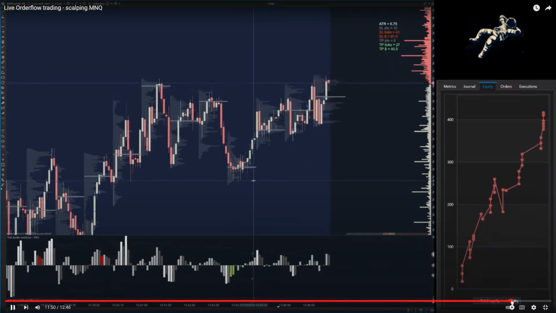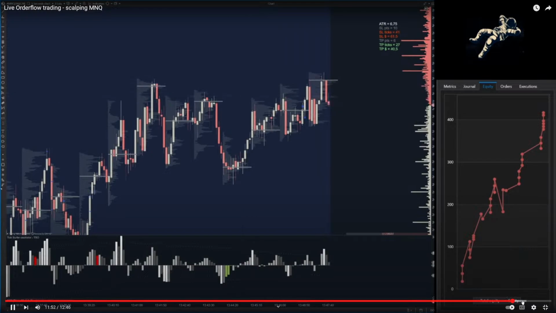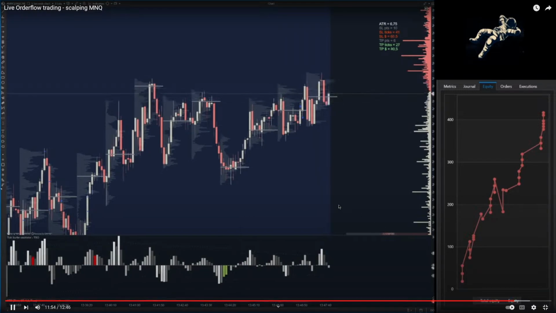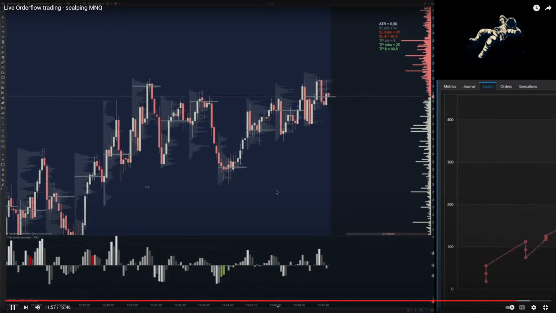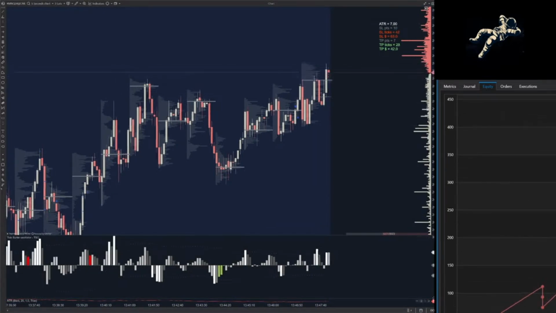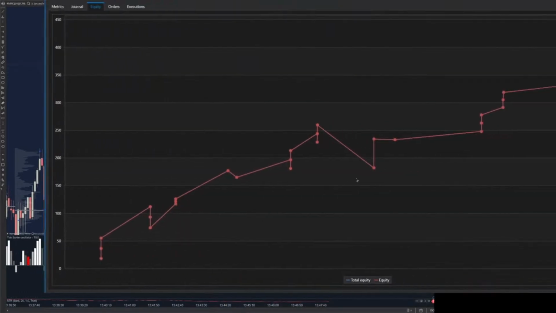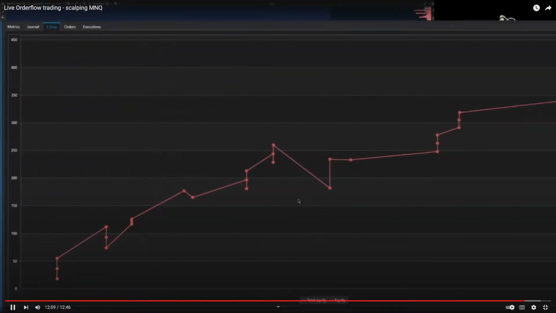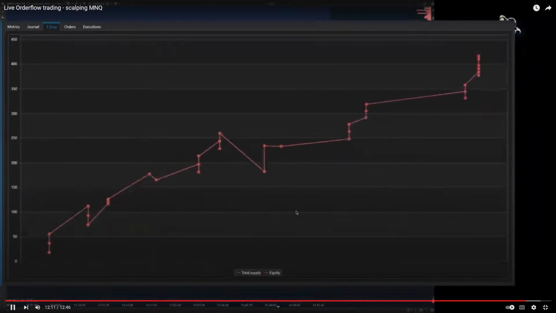Let's just skip a bit forward. Yeah, so I'm above 400, which was my daily profit target. I'm basically trading in a way where I set myself a daily profit goal and a daily max loss, and if I reach it I stop for the day. Today that was in about 12 minutes. Yeah, so there's my equity graph for the day. So I think it was about 425, something like that.